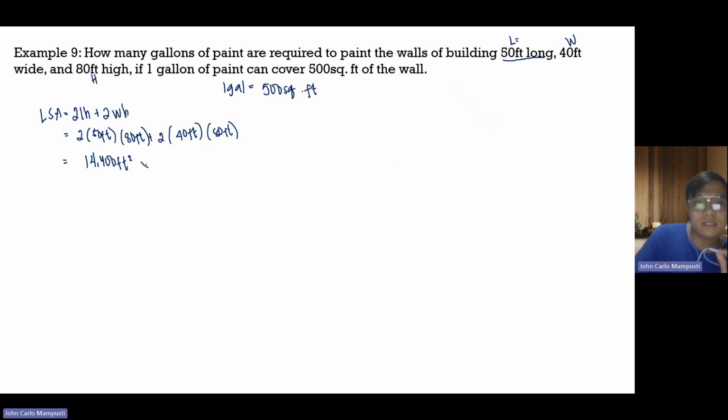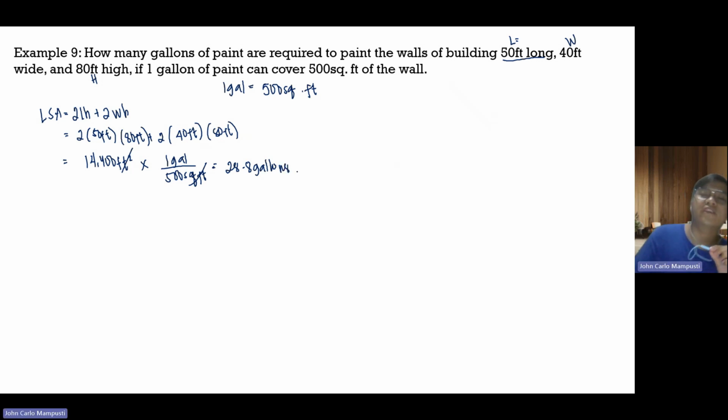So, that means in 1 gallon, 500 square feet. So, cancel tong square feet natin. Divide natin ng 500 lang yan. This is equal to 28.8 gallons.